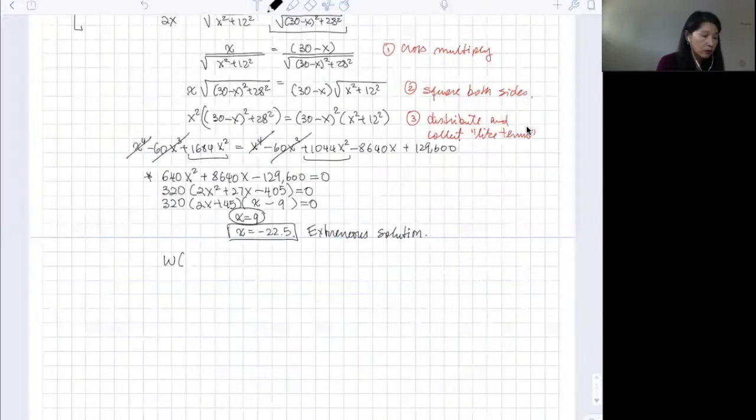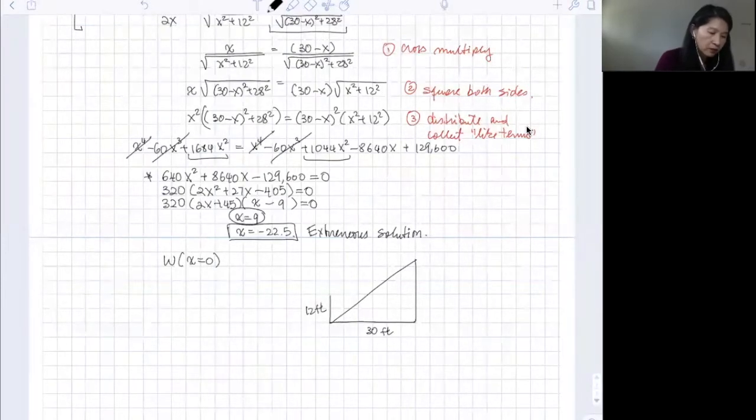And our endpoints are at the left end, when x is equal to 0. What happens when x is equal to 0? When x is equal to 0, that means that our stake is at the base of the 12-foot pole, which means that our big triangle is going to be the one formed by the 30-foot distance between the two posts, the 28-foot height, and this is our hypotenuse. If we solve for this by substituting x into this equation, W is equal to 53.04 feet.